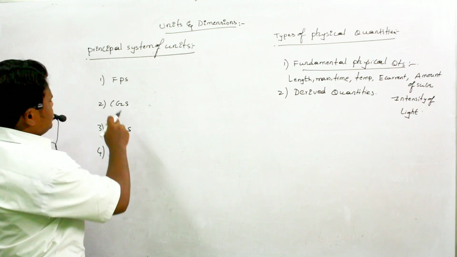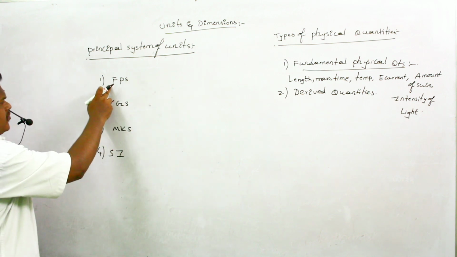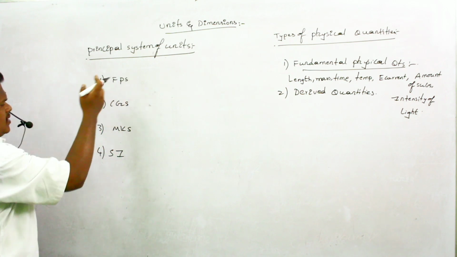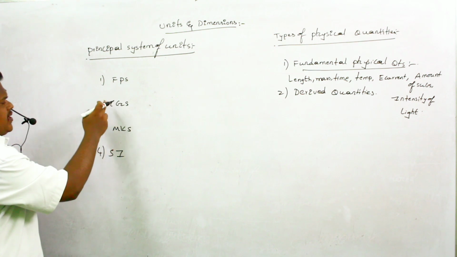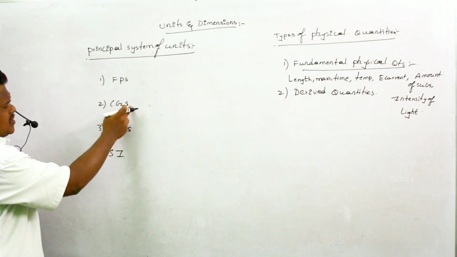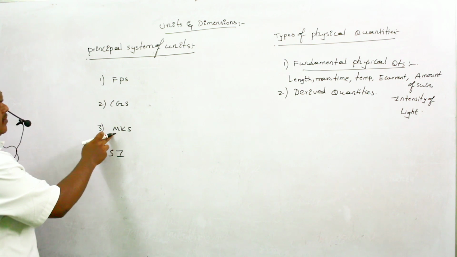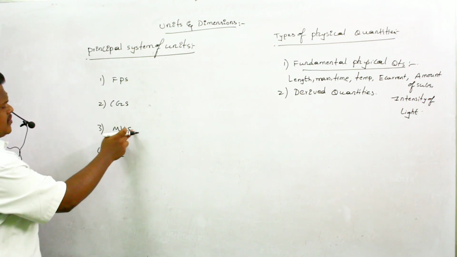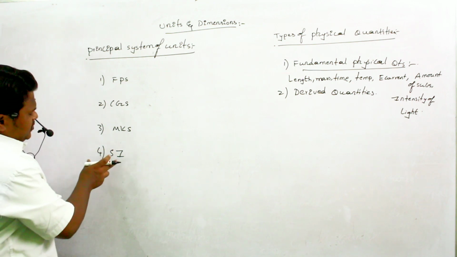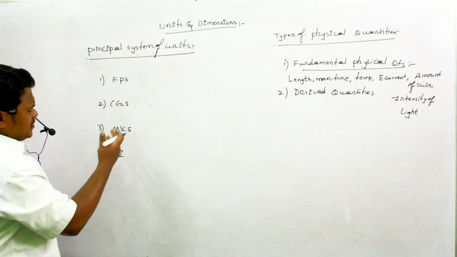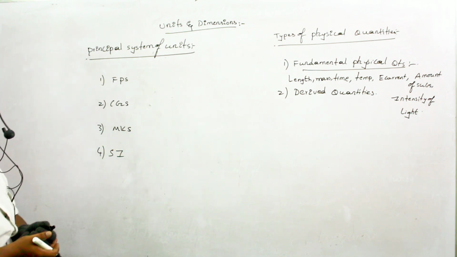FPS stands for foot, pound and second system. Length is measured in foot, mass is measured in pounds, time is measured in seconds. In CGS, C represents centimeter, G represents grams and S represents seconds. In MKS, length is measured in meters, mass in kilograms, time in seconds. But if you come to SI units, we have 7 fundamental quantities and 2 supplementary quantities.